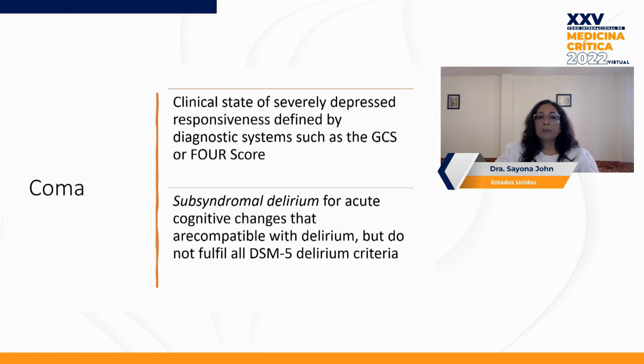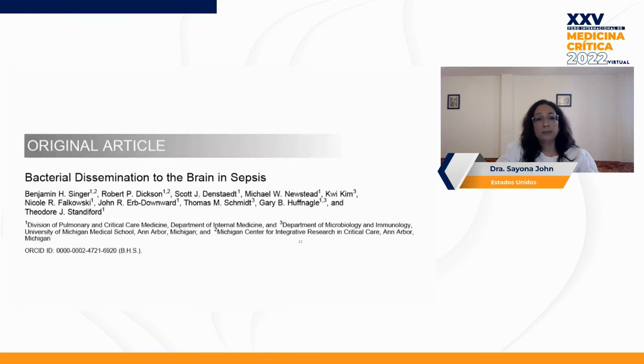Now, to take a minute to talk about coma, it is a clinical state of severely depressed responsiveness, and it is defined by a diagnostic system, and most commonly what we use is the GCS, or the Glasgow Coma Score. And subsyndromal delirium is an acute cognitive change that is compatible with delirium, but does not fulfill all of the DSM-5 delirium criteria. Still confusing, because can subsyndromal delirium be defined as acute encephalopathy? Sure, that's a possibility, but it definitely isn't coma.